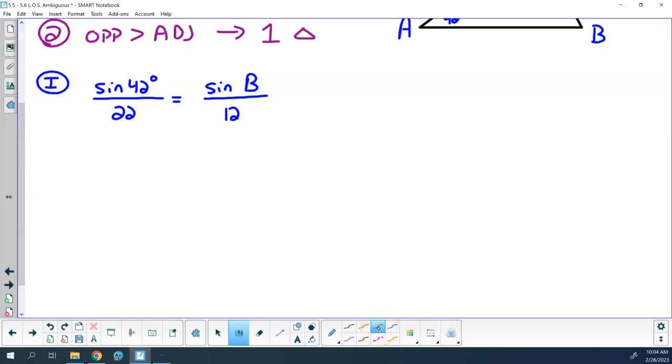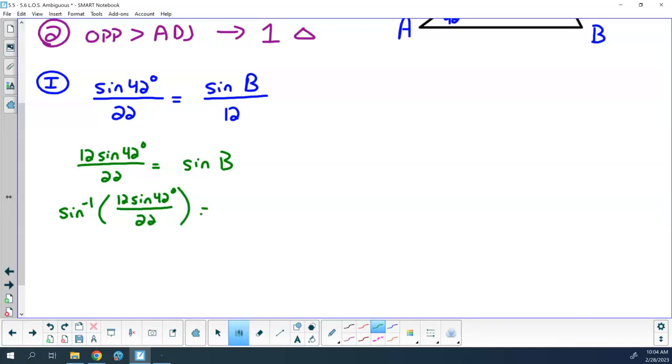So then this would be 12 sine of 42 degrees divided by 22 is the sine of B. Inverse sine of 12 sine of 42 divided by 22 would be angle B. Now, I want all of you to type this in your calculator because I want you to get the right answer. How you type this in is going to depend, and you need to know how to use your calculator.